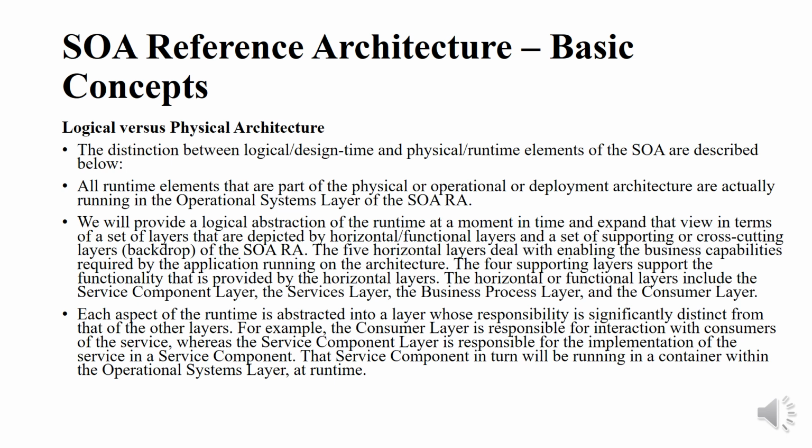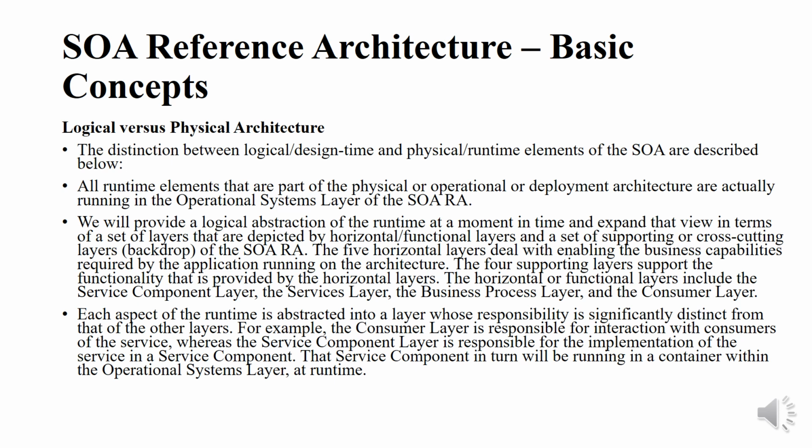at a moment in time and expand that view in terms of a set of layers that are depicted by horizontal or functional layers, and another set of supporting or cross-cutting layers as the backdrop of SOA RA. There are 5 horizontal layers that deal with enabling the business capabilities required by the application running on the architecture, and there are 4 supporting layers which support the functionality provided by the horizontal layers.